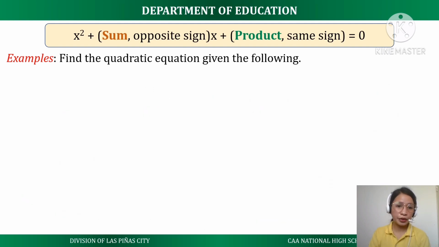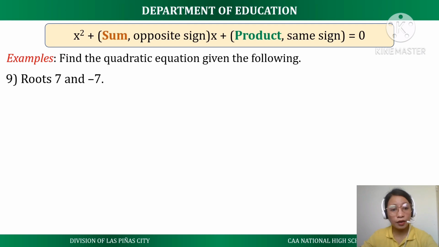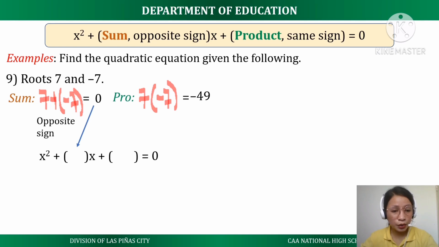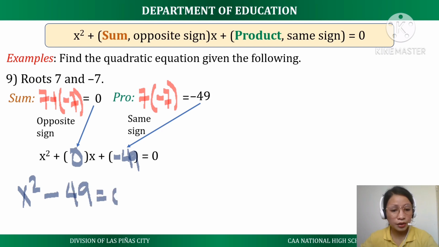Punta tayo sa number 9 example. So, number 9 example, roots natin ay 7 at negative 7. So, ano ba yung sum niyan? So, 7 plus negative 7, that is 0. And then product, 7 times negative 7, negative 49. So, let's write the form. Then, opposite sign ng 0, wala naman tayong negative 0, so 0. And then, same sign ng product, 49. Then, we have x squared, wala tayong 0x. So, we have negative 49 is equal to 0.